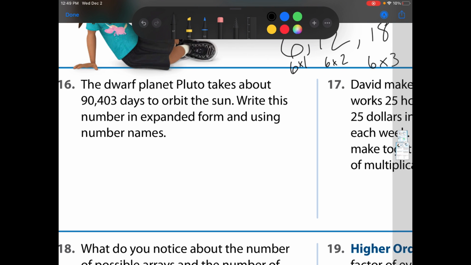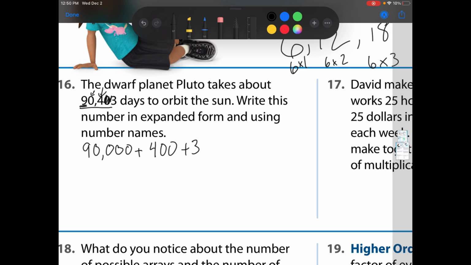Number 16. The dwarf planet Pluto takes about 90,403 days to orbit the sun. Write this number in expanded form and using number names. Well, expanded form means we break it down to its place value. So I have a 9 in the 10,000s, so I have 90,000 plus. Don't have anything in the thousands, so I can leave that one alone. But I have a 4 in the hundreds, so then that's plus 400. Plus, there's nothing in that tens place, so then I go to the ones, which is 3.